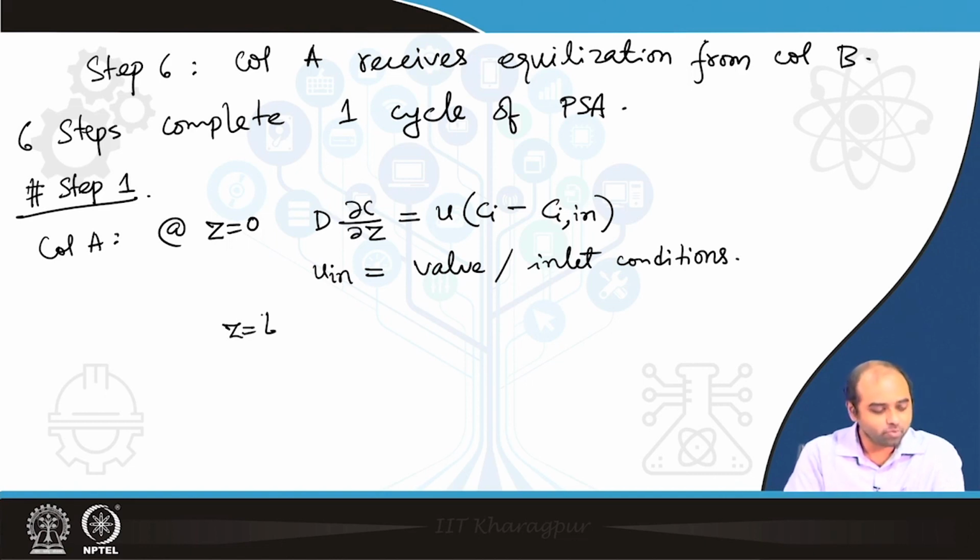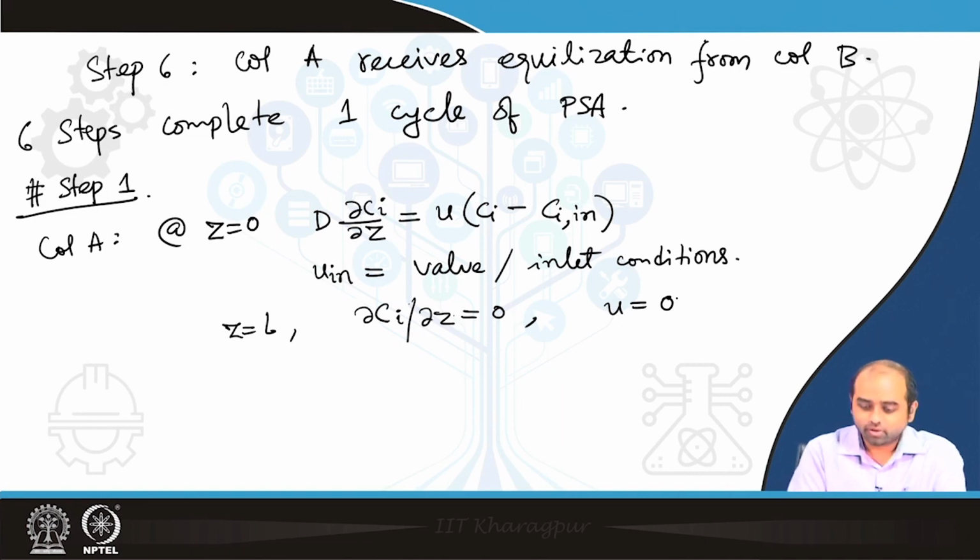So, step 1 is column A is pressurizing, right. At that point it is the far field condition or our outlet condition. We say that dCi/dZ is equal to 0, and there is no output from that part, it is just pressurizing.